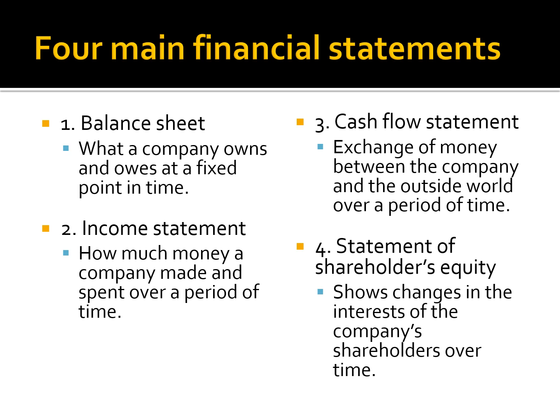There are four main financial statements. The balance sheet basically tells you what a company owns and owes at any specific point in time. Then you have the income statement, how much money a company made and spent over a short period of time. The cash flow statement, the exchange of money between the company and the outside world over a specified period of time. And finally, the statement of the shareholders' equity. This shows changes in interest of the company's shareholders over a specific period of time.